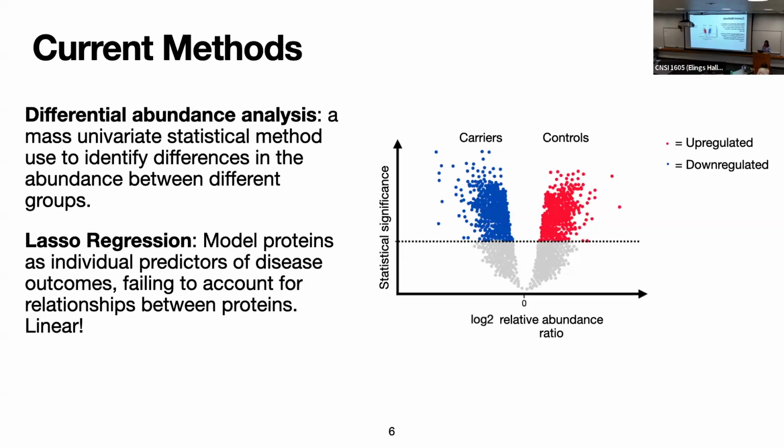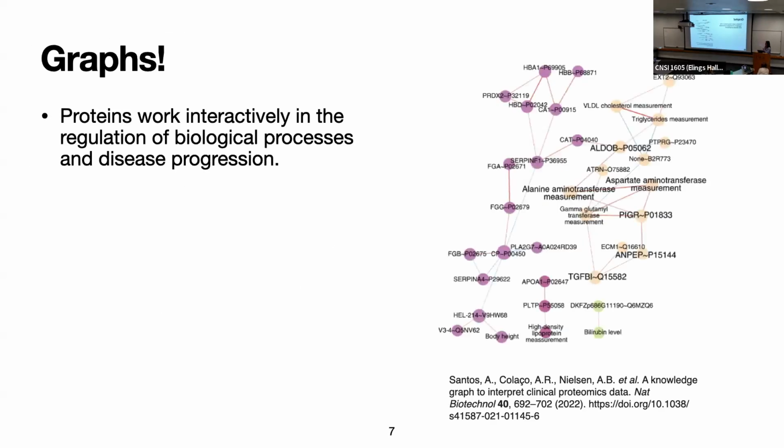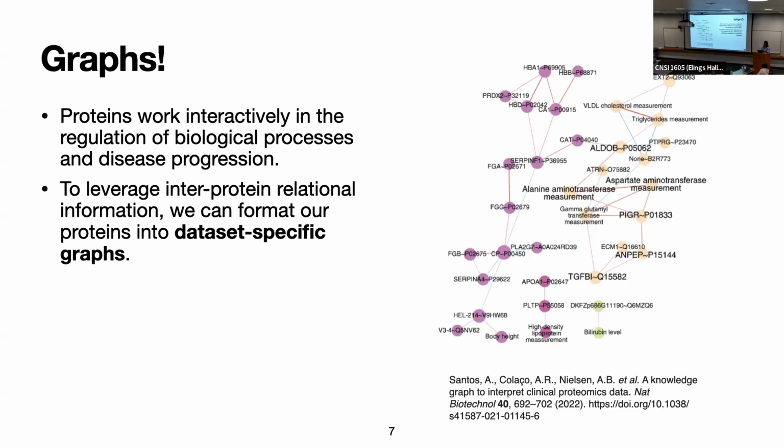Well, based on Ina's talk, you can maybe guess where this is going. We use graphs. So this is an image from another paper just showing a general protein interaction graph. But like I said, we know that proteins work interactively in the regulation of biological processes and disease progression. So we're going to leverage this interprotein information and format our proteins into data set specific graphs. So in this case, for a data set of frontotemporal dementia mutation carriers and controls. And we do this because while we know that there are fundamental biological pathways, we also don't know how those change as the disease progresses. So we want it to be specific to this disease to understand it better.